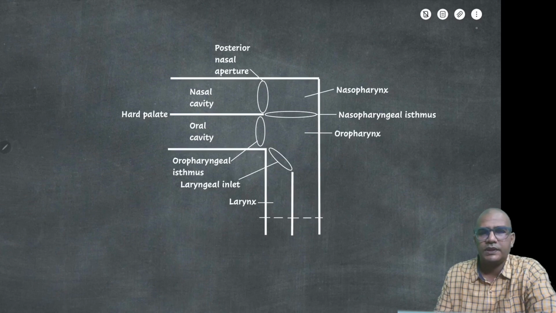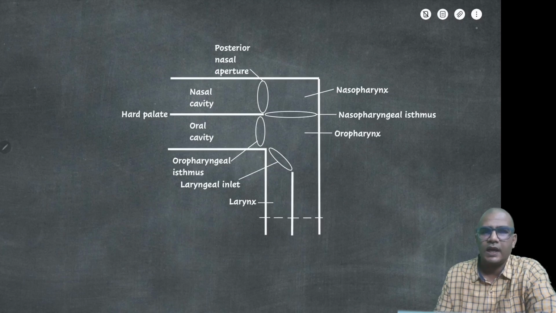And the posterior nasal aperture, the junction of oral cavity and oropharynx, is called the oropharyngeal isthmus, whereas the junction of nasopharynx and oropharynx is called the nasopharyngeal isthmus, or the pharyngeal isthmus. We can also see the laryngeal inlet. So the anterior tube is the larynx, and posteriorly there is the laryngopharynx.